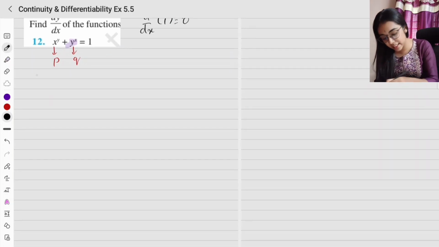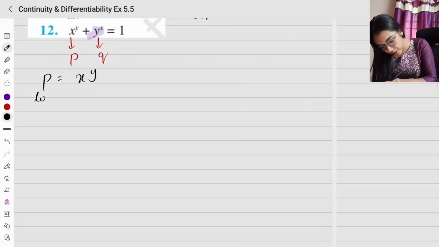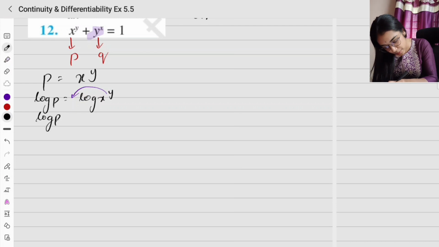So let's take p first. p is going to be x to the y. Taking log on both sides, what will I have? Log p equals log of x to the power y. Now the power comes down. We have to do the same steps. So log p equals y times log x. So now I have u times v.